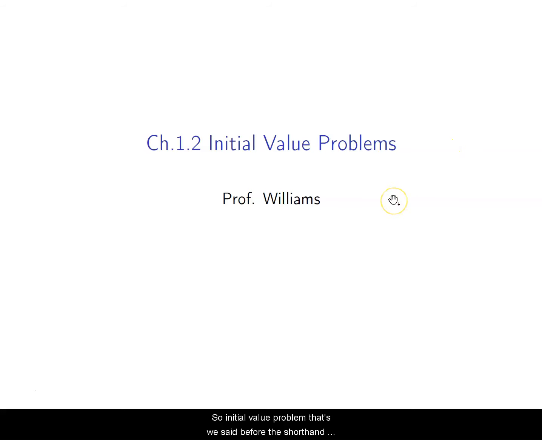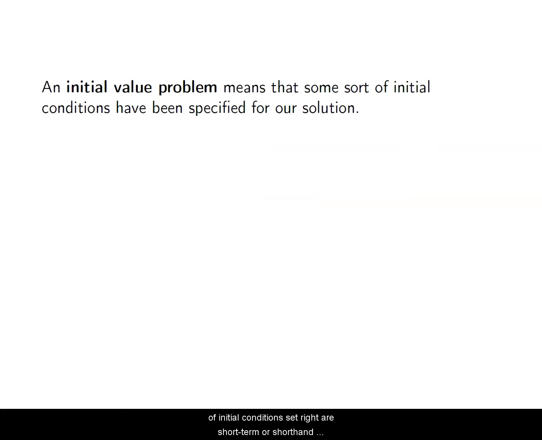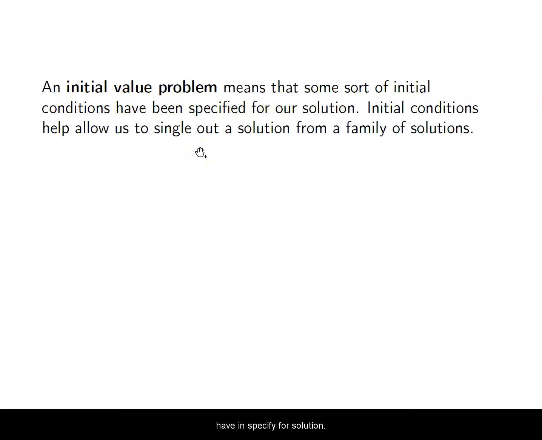Okay, so initial value problems, as we said before, the shorthand name for those is IVPs. So an IVP is an initial value problem. It's a differential equation that has some sort of initial conditions set. Our shorthand for initial conditions is IC. So again, an initial value problem means that some sort of initial conditions have been specified for a solution. What this does is it helps us to narrow down to hopefully a single solution.